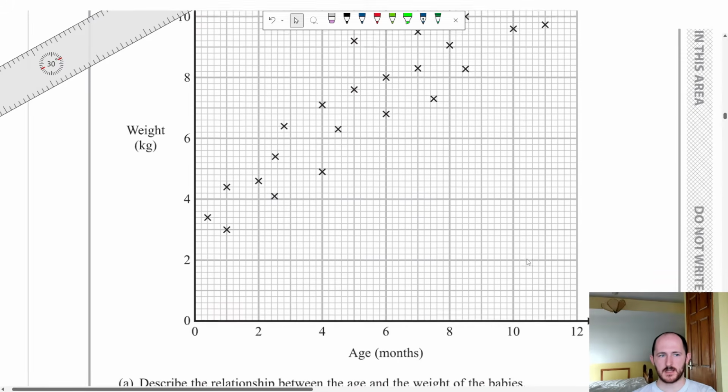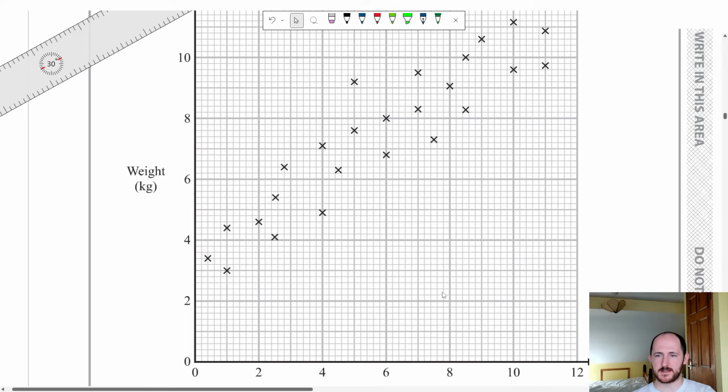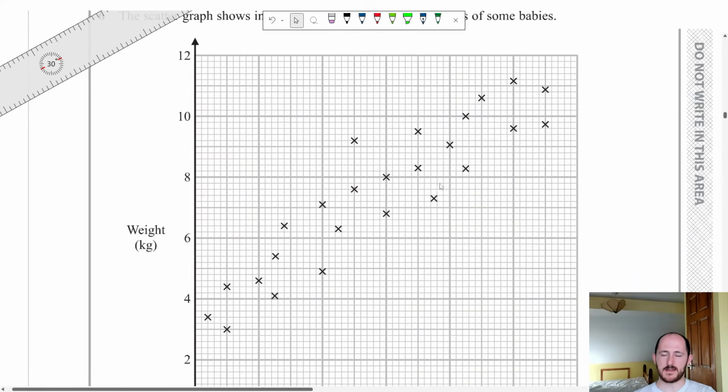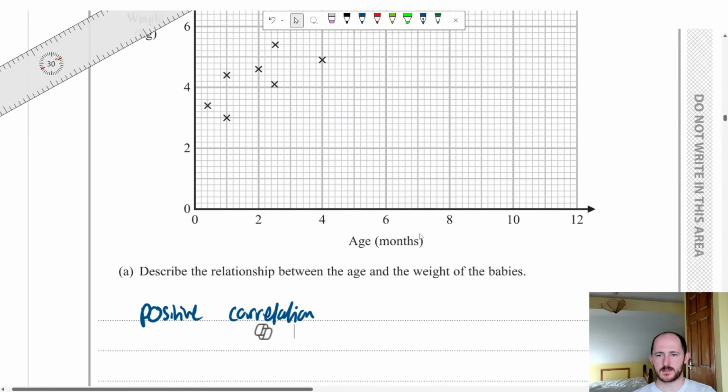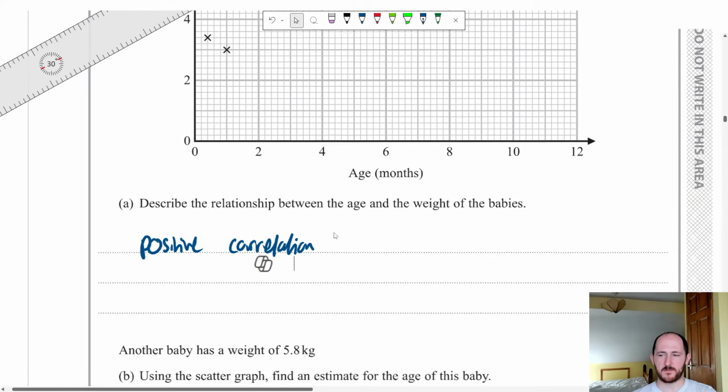there's no correlation. But other things you could say is you could also say as age increases, the weight of the babies increases. As you get older, your weight increases. Something along those lines also works. Something that some students write is they write positive relationship. That's not accepted. Okay? It's just not.